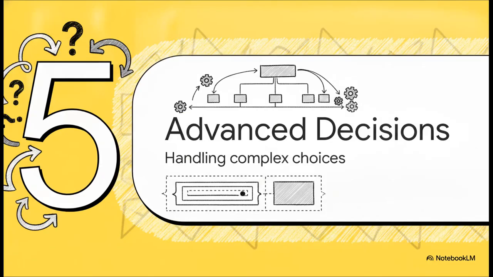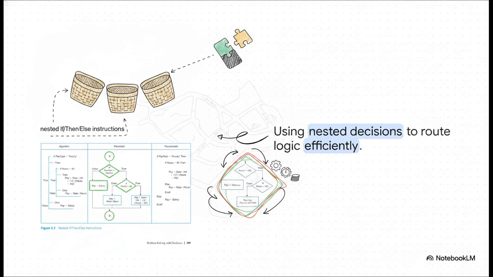Section 5, Advanced Decision Logic. Real-world problems, as you probably guessed, rarely rely on just a single condition. So let's talk about multiple conditions, nested instructions, and optimizing our logic flow. Notice how things start building in complexity here?